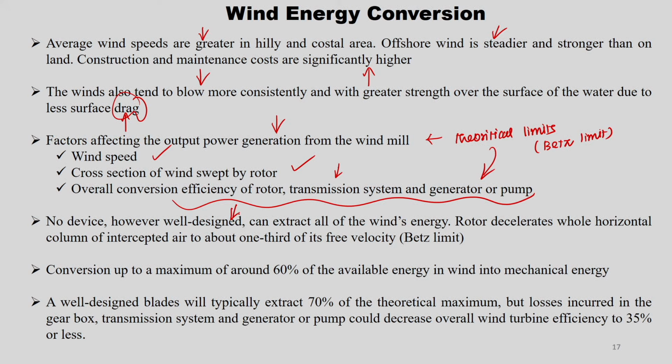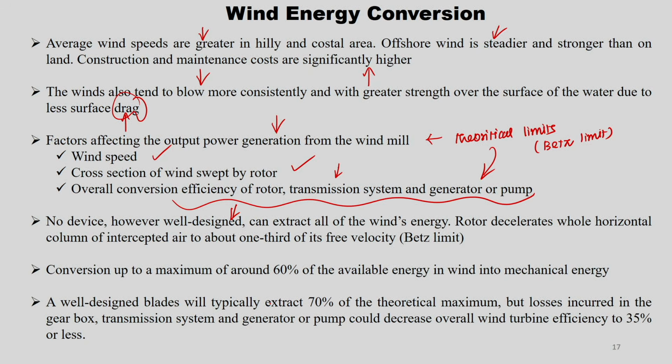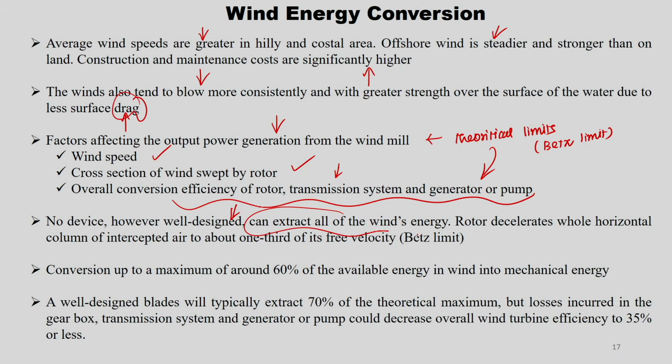No device, however well designed, can extract all of the wind energy, because what we said is we are converting kinetic energy into electrical power. Kinetic energy is nothing but half mass into velocity squared, half m v squared. So, if you want to extract all the wind energy, then you are supposed to stop the wind at the rotor's face, but that will not happen. If you stop the air there, the velocity becomes 0 and you will not have any more input air for power production. Because of that reason you cannot extract all of the wind energy.